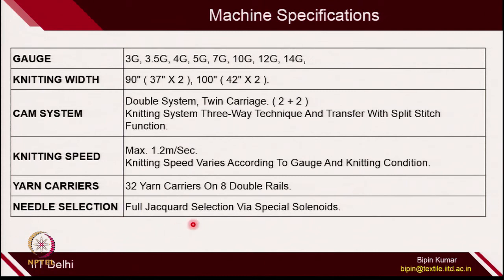Needle selection, full jacquard selection with special solenoids. I have also shown you that in some of the machines you can set individual needles to any setting. So, in the same course you can set some needles in the tuck, some needles on the front, some needles on the loop, some needles will be doing transfer. So, anything can be selected. Any design on particular needles can be set on these types of machines.